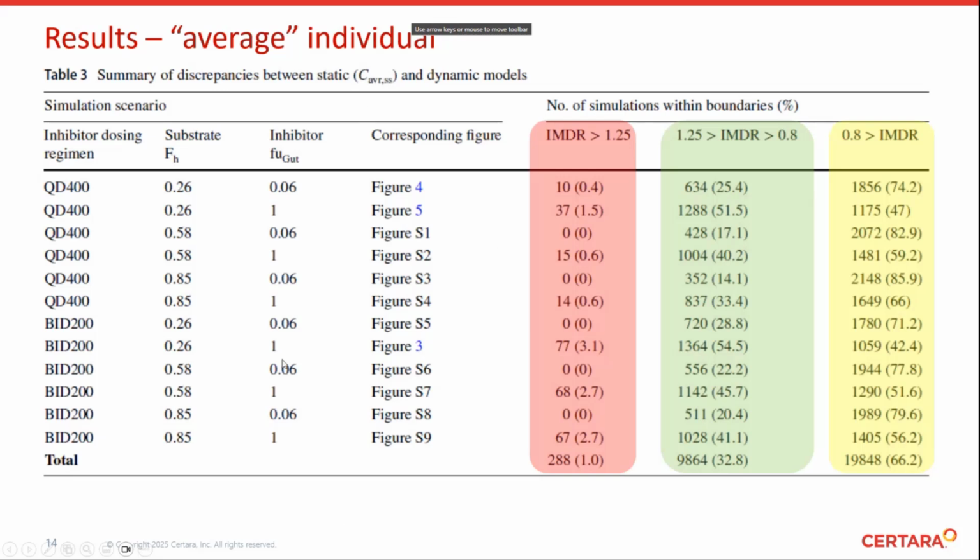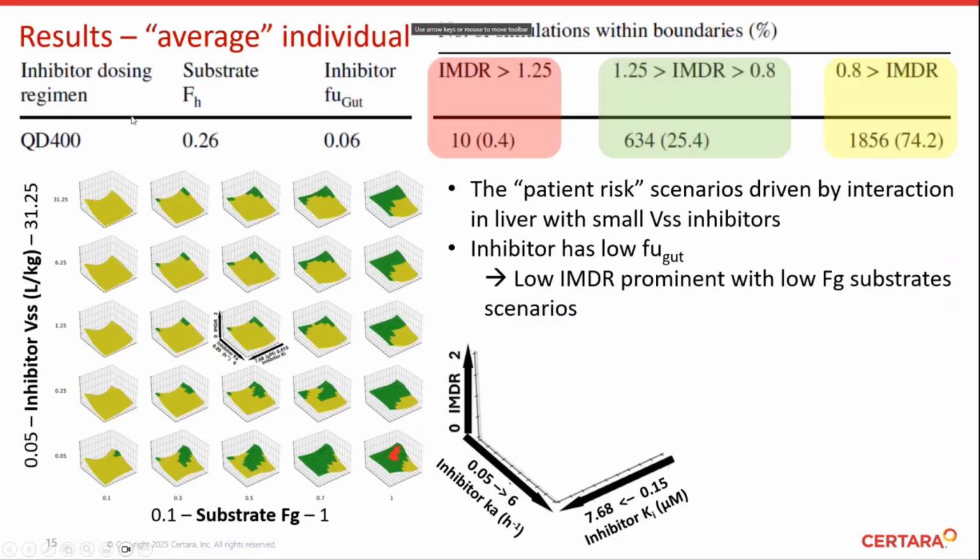And all of these are presented as figures in the paper and the supplement of it, so you can go and look at those. But I will cover a few cases to make the points for the questions we want to make with this work. So first, looking at the case where the inhibitor dosing regimen is once a day, 400 milligrams.